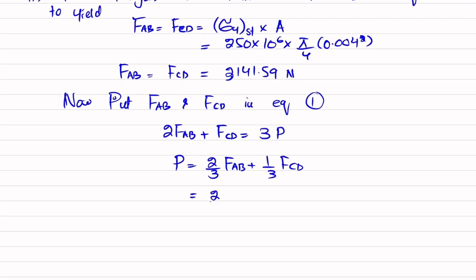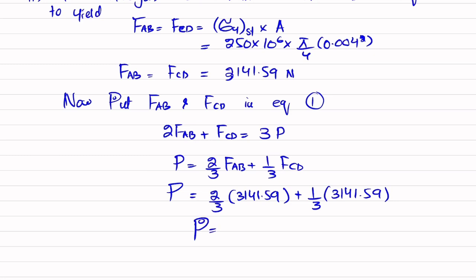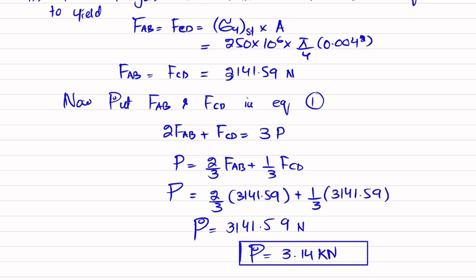So put the value: 2 by 3 times 3141.59 plus 1 by 3 times 3141.59. And when you solve this, you will get P equal to 3141.59 Newton, or in kilonewton it will be 3.14 kilonewton, which is the answer of our second part.